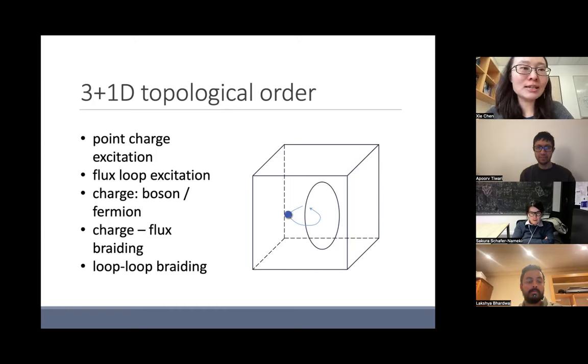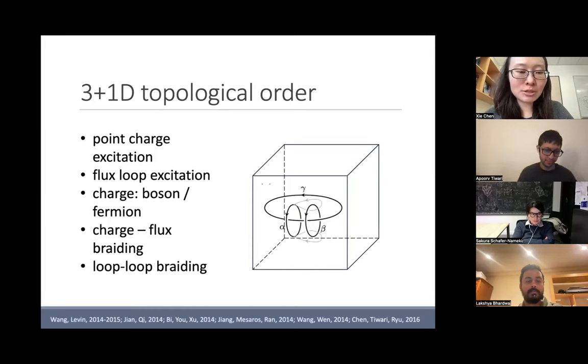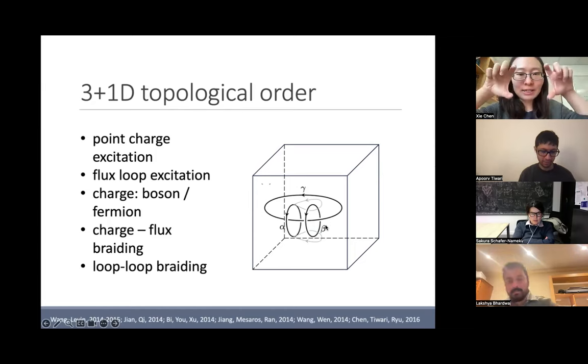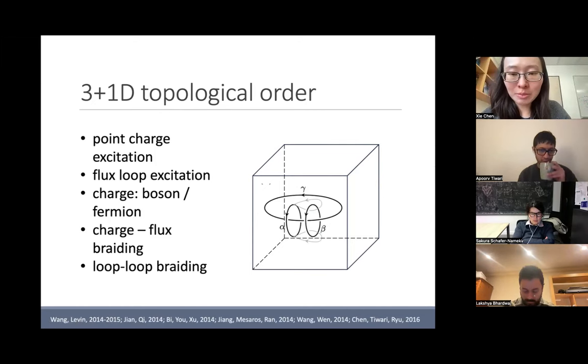If we have bigger symmetry groups, we can actually have more variety of statistics. In particular, we can have so-called loop-loop braiding. And here we need three loops. We need a base flux loop. This is the gamma. And then we need an alpha loop and a beta loop. And alpha and beta are linked on gamma. And when they're linked on gamma, they can give rise to different statistics than when they're not linked with gamma.